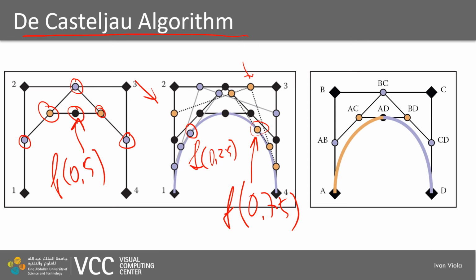So you can now imagine how this will work for even higher degree polynomials of Bezier curves. You have learned how it works for the quadratic, for the cubic, and for a higher degree. It works exactly in the same way.